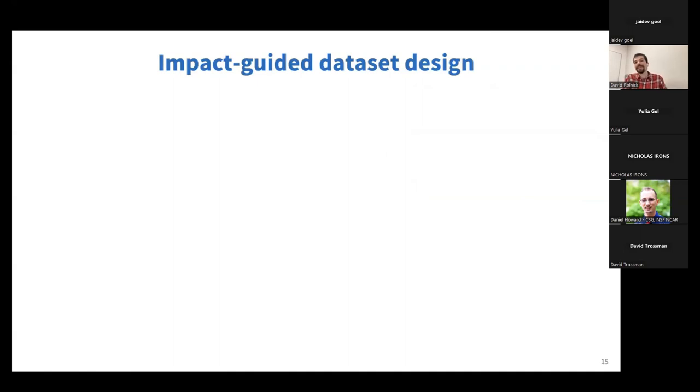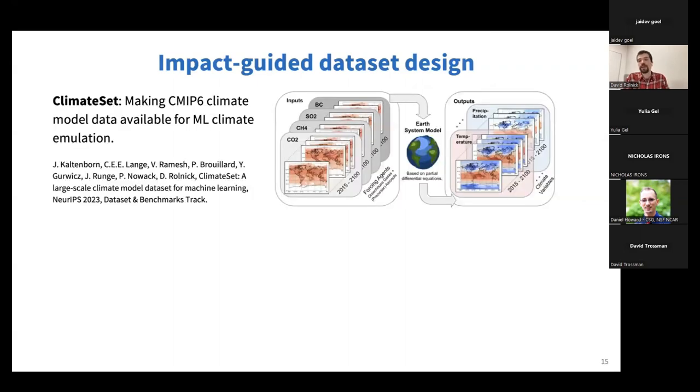Now, impact-guided dataset design can look very different. Here are two datasets that we recently released. One is called ClimateSet. This is about CMIP6 data, the Climate Model Intercomparison Project, which is climate model data from lots of different climate model sets used by, for example, the IPCC, and making this available for machine learning-based climate model emulation. Here we've taken data from across CMIP6, all these different archives, and brought them together in order for machine learning practitioners to be able to work with this data, and set it up as a benchmark goal for machine learning algorithms.